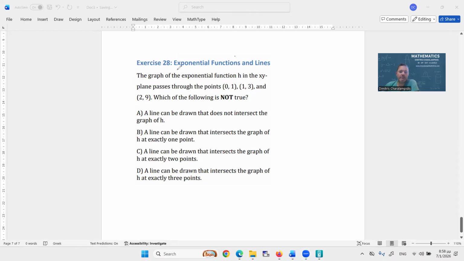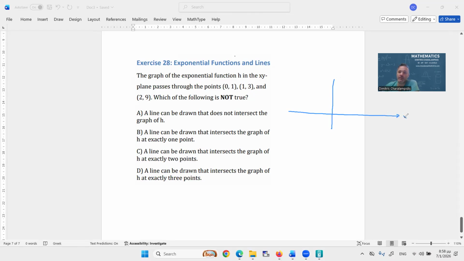Exercise 28. Exponential functions and lines. The graph of the exponential function h in the xy plane passes through the points (0, 1), (1, 3), and (2, 9). In order to solve this one, I'm going to try to visualize it for you.